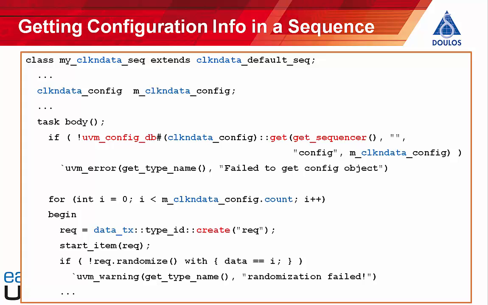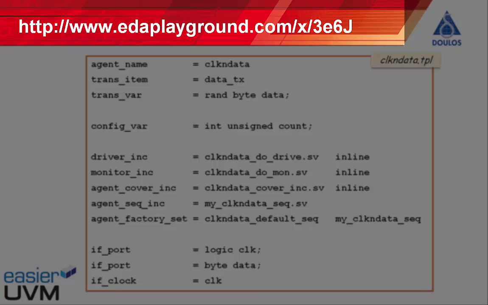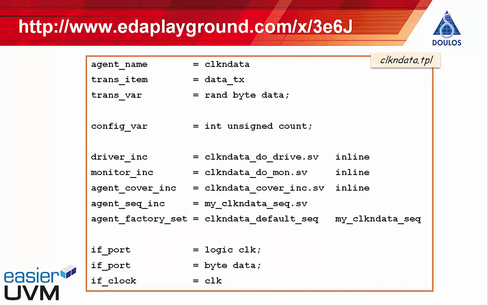Well, you can try this example for yourself by taking advantage of the Easier UVM code generator. So let me tell you how to do that. We've actually set this example up on the EDA Playground website at the URL that you can see on this slide here. And the text on this slide is actually showing you the interface template file for this particular example as used by the Easier UVM code generator. So you can see here that we have an agent named clock_and_data. We've got a sequence item where the class name is data_tx, just as you've seen highlighted on the previous slides, and each transaction contains a single random byte of data.